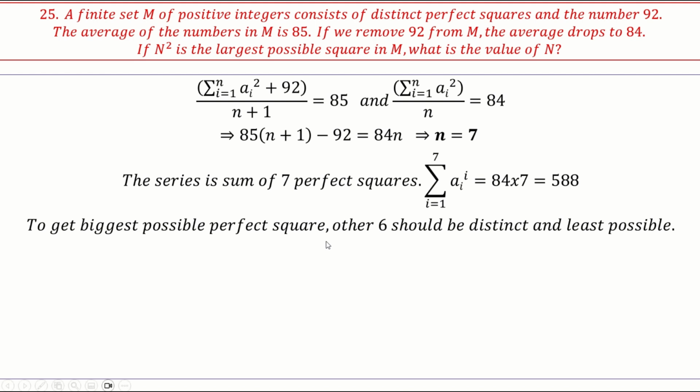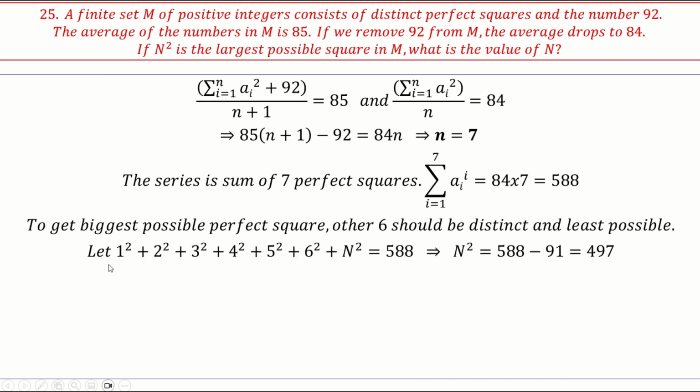Okay. So the biggest possible perfect square: to get the biggest possible perfect square, the other 6 should be distinct and least possible. Correct. If I want the biggest of these perfect square numbers, the other 6 should be smallest, right? And they are distinct. So I start from 1 square plus 2 square plus 3 square plus 4 square plus 5 square plus 6 square plus n square is equal to 588. Okay, so n square is equal to, if I sum up all this, 91. So I'll get n square is 497. Okay, this is my n square.